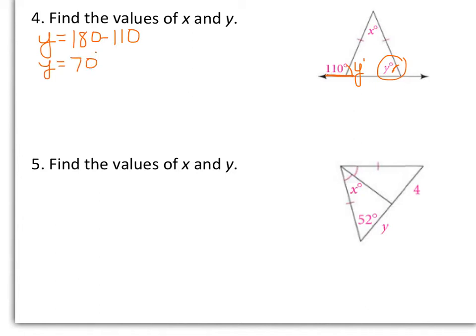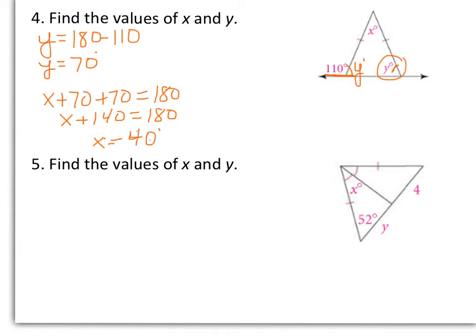So my two base angles are 70, and my three angles in a triangle add up to 180. So I can say that X plus 70 will equal 180. So X plus 140 equals 180. So that makes X, oops, let's back up a little there. So it makes X 40 degrees.